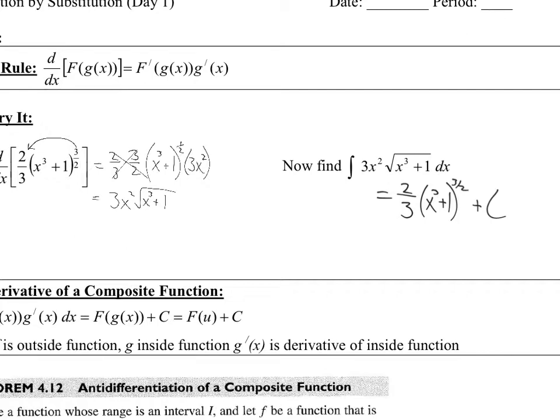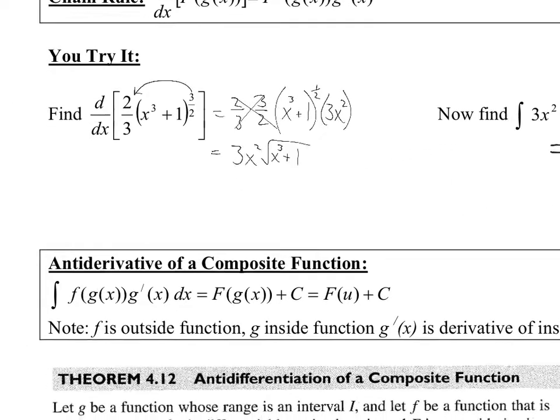Okay? But what we have here is a composite function that we're dealing with, and the composite function is this radical x cubed plus 1. And then you've got this extra piece here, the 3x squared, and of course the dx as usual. We're going to look at how to use those in order to rewrite this in terms of a different variable so that we can use the antiderivative rules that we've already learned. Okay? So here's the basic rule.